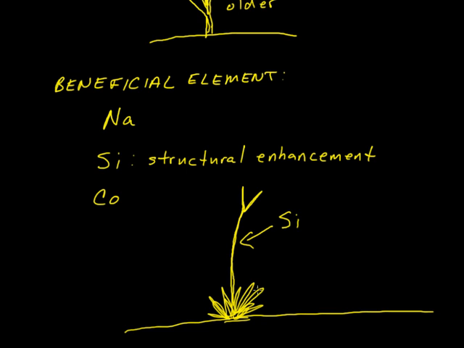Again, will Bahia grass complete its life cycle without silica? Certainly, but it is more competitive with other plants in the environment if it has silica. And silica is never going to be deficient anyway in a Bahia grass, because there's just tons of it in the soil. In fact, most of the soil is made out of silica compounds.